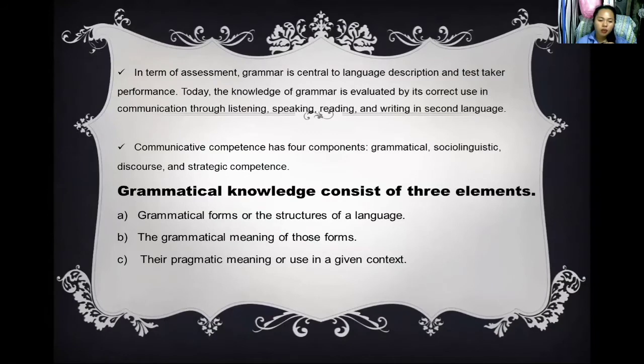Okay, so we have here 3 elements of grammatical knowledge. The first one is grammatical forms, or the structure of a language. Of course, grammar is connected to the language because it is the structures. And then the second is grammar meaning of those forms, and then the third is pragmatic meaning, how forms are used in a given context. Okay, so of course, having a second language, it is very important for us to study all about the grammar.